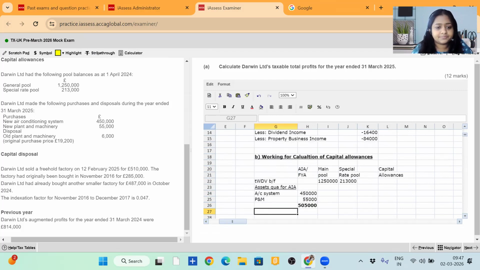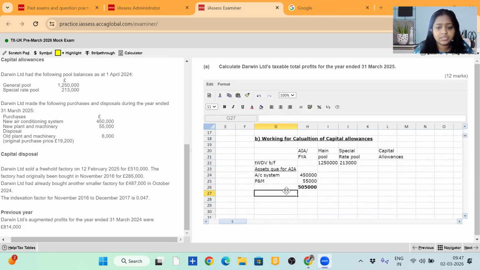Okay, so we have done the calculation till this point. Now we will give AIA. So I will write here less AIA. Okay, and the same will be allowed under capital allowances. So here the total becomes 0. You can do underline and make it 0. Got it? Okay, let's move forward.